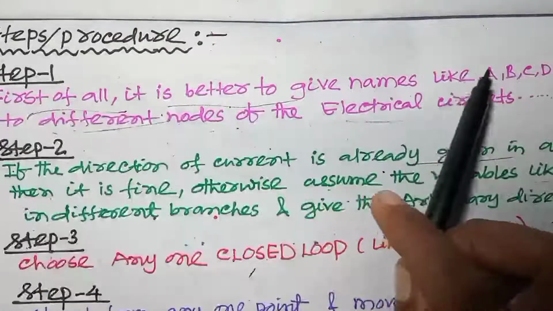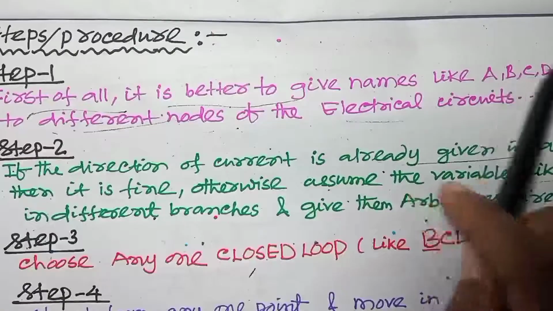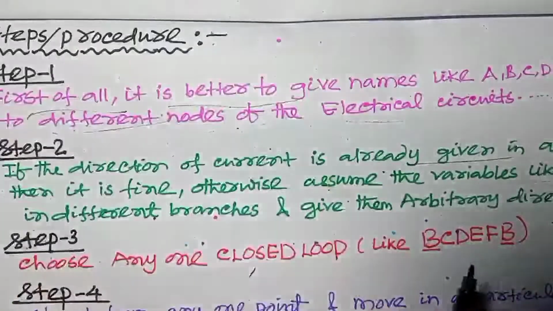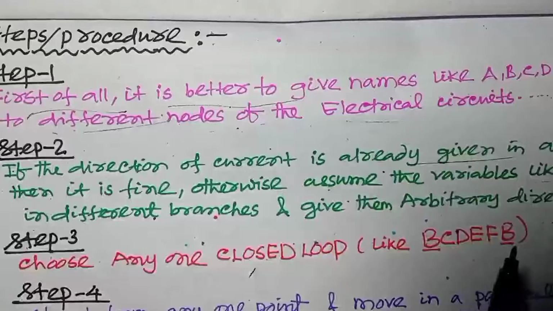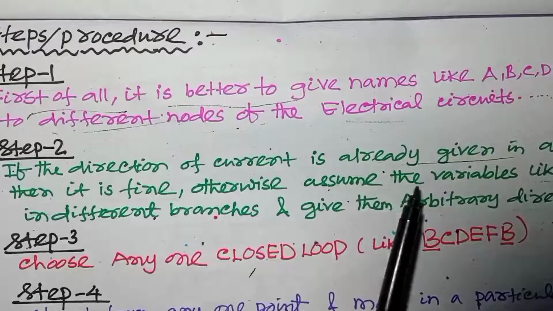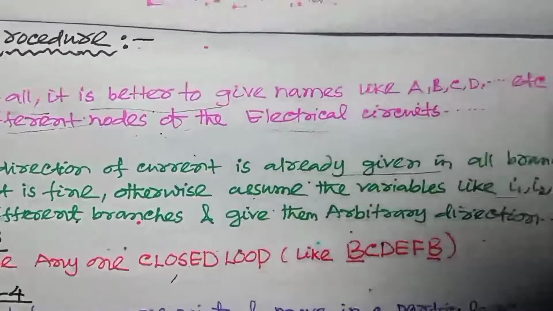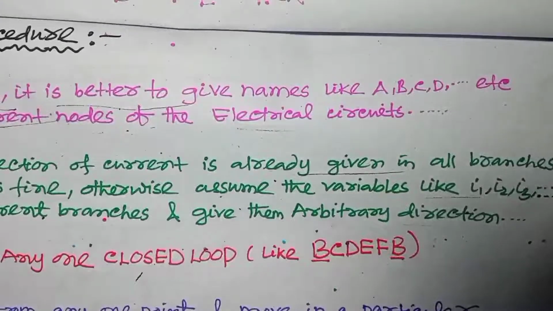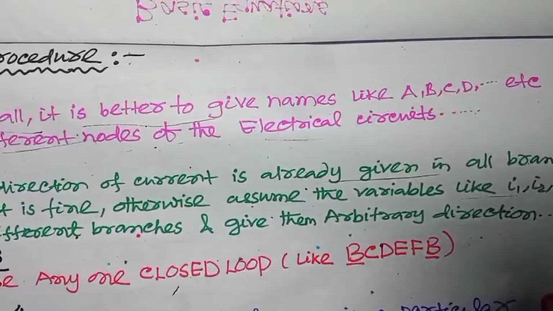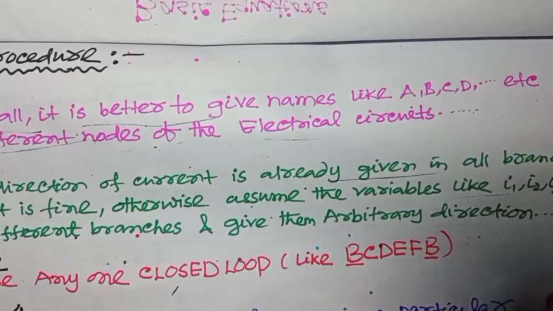So step number 1 says that we have to name A, B, C, D, etc. to the different nodes of the electrical circuit. Then in step number 2 we have to assume the variables like I1, I2 and I3, etc. in different branches, and we have to assign arbitrary direction of the current. Okay.